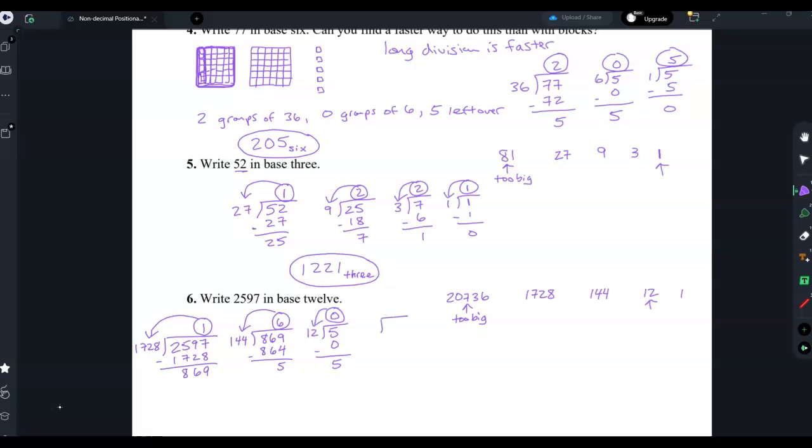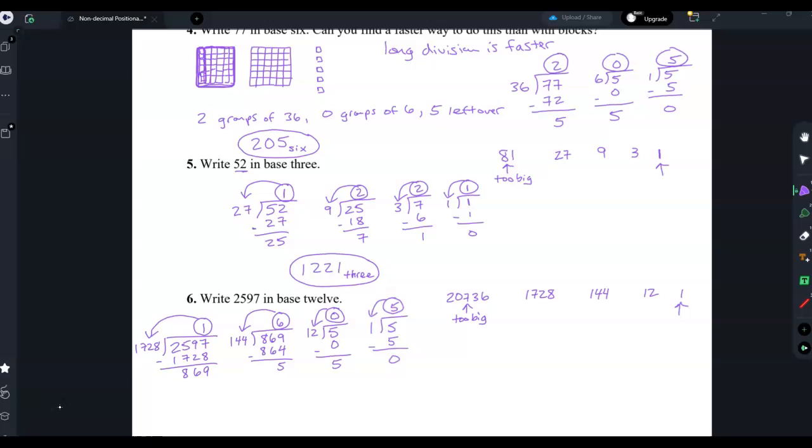And so then this last one, again, you could probably skip if you want, but we're going to take the remainder, which was 5, and divide it by the next power of 12, which is 1. 1 goes into 5 5 times. 5 times 1 is 5. Subtract and you get 0, and that means that I have 5 groups of 1, or 5 units.